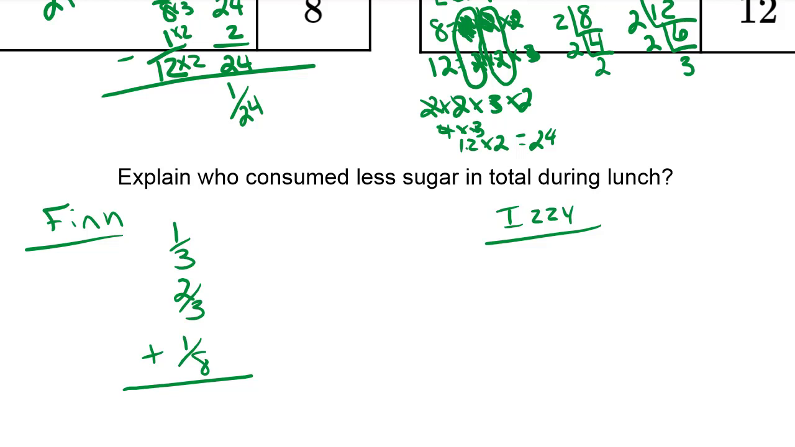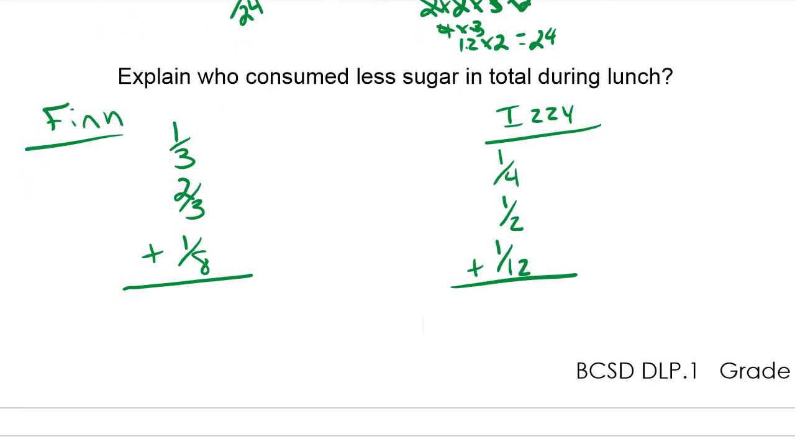So over here, Izzy had 1/4. I almost thought that was a number. That looked like 224. I was like, wait, where did that number come from? Oh, yeah. Okay. Yeah, true. And 1/2. And then 1/12. Okay. So, again, we need to find out how much each one of these guys actually consumed.